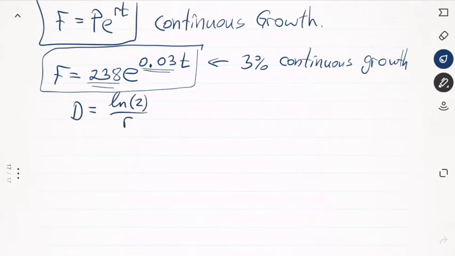And r in this case is 0.03. So this doubling factor is going to equal this thing on a calculator. You're just going to type in ln of 2, and I'll tell you where it is. And then we're going to divide it by 0.03.